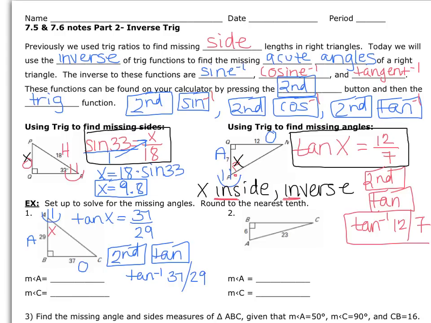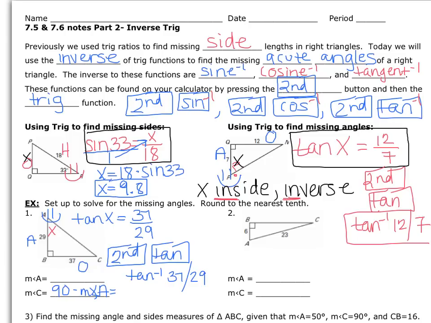Once we find the measure of angle A here, you see what's going to happen: now we have a triangle with the measure of angle A, and we already know that B is 90. So these two angles are complementary. Once we find A, all we have to do to find C is take 90 minus the measure of angle A, and that's going to give us the measure of angle C.